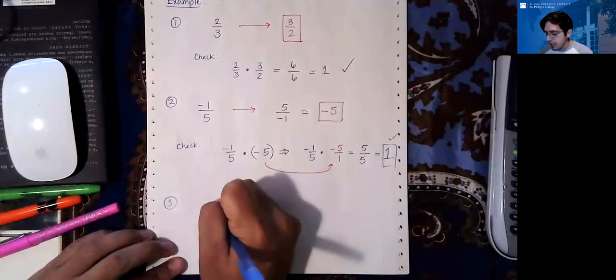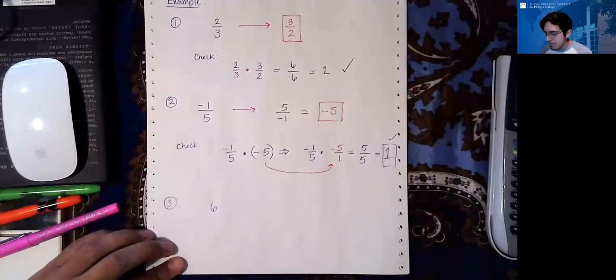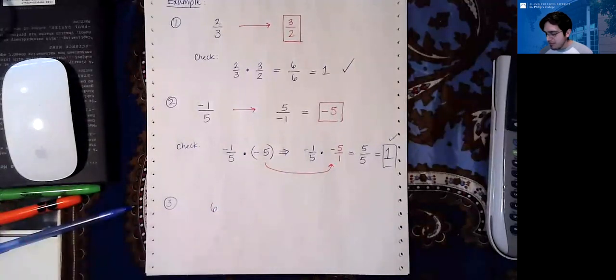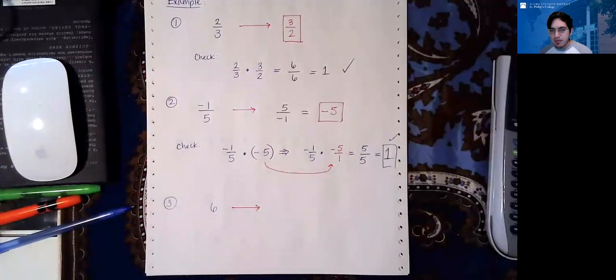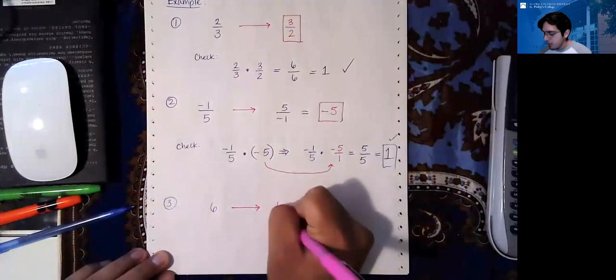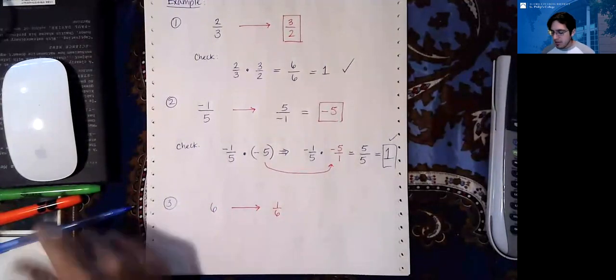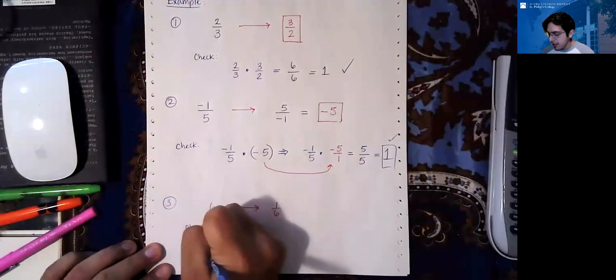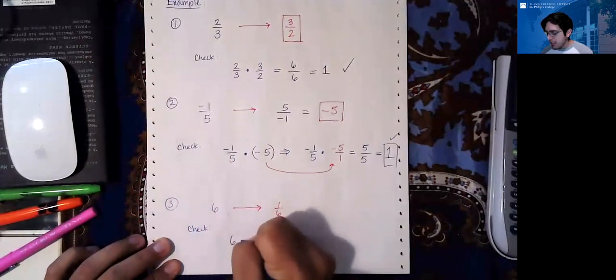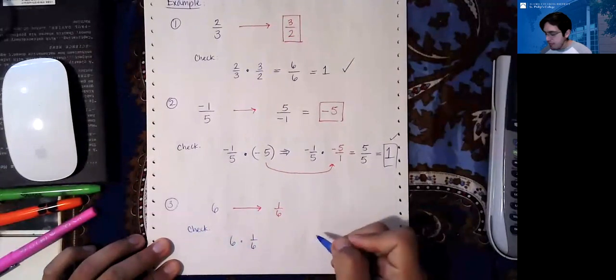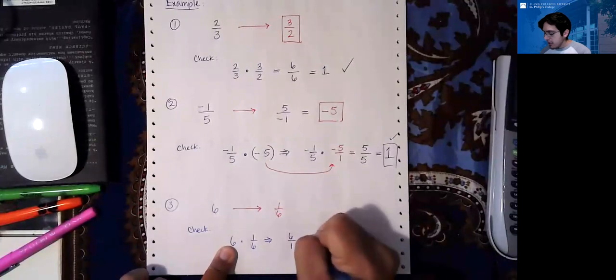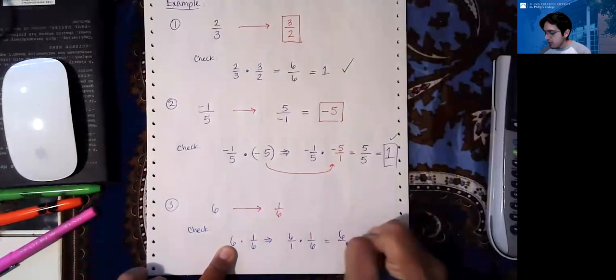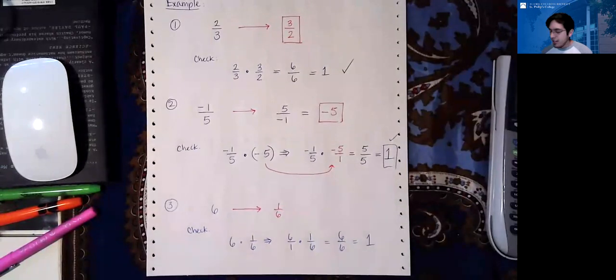What is the reciprocal of 6? One sixth. Yeah, 1/6. And again, you could check it by multiplying 6 times 1/6, which is the same thing as 6/1 times 1/6. You get 6/6, which is just 1. So that checks out.